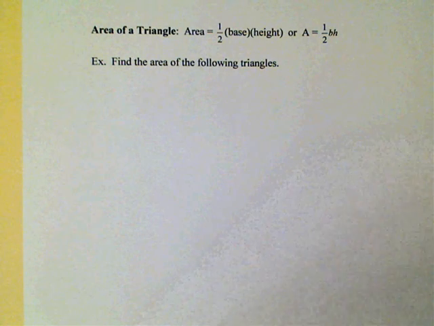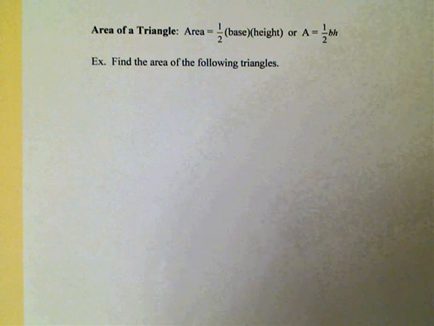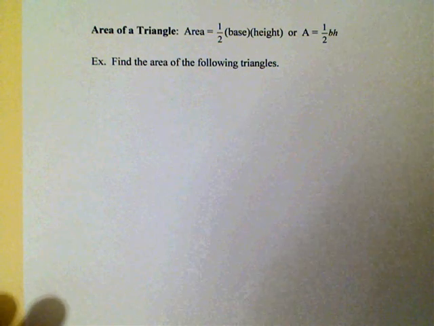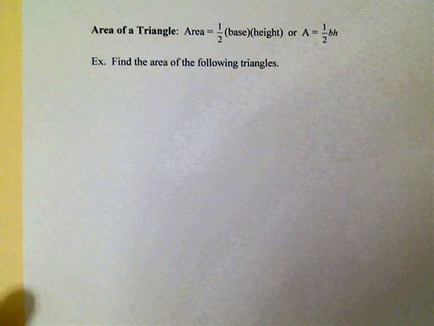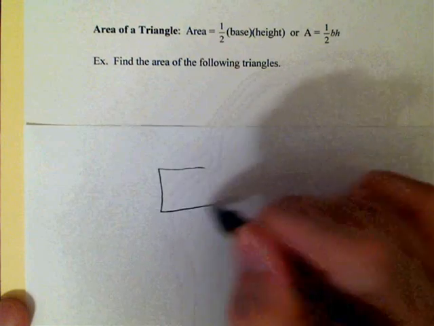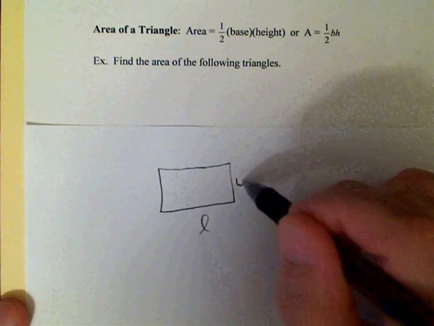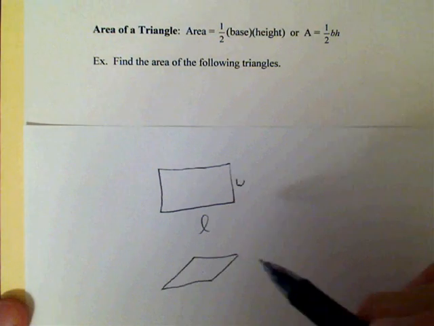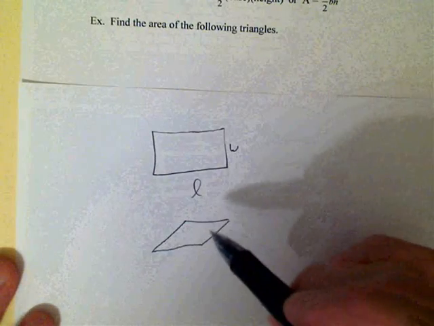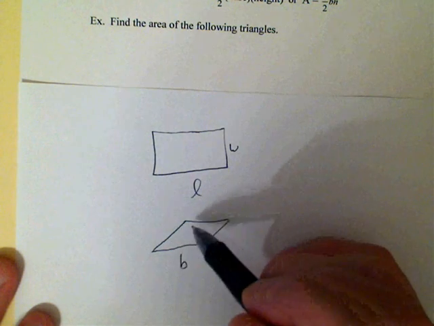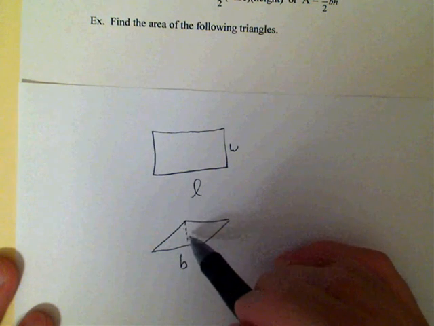Area of a triangle. The formula for the area of a triangle is 1/2 base times height, or A equals 1/2 BH, where B stands for base and H stands for height. Let me give you a quick example of where this formula comes from. Most people know the area of a rectangle is length times width. Now, this lopsided rectangle is called a parallelogram. It works the same way, except we really don't call it length and width. We call it base and height.